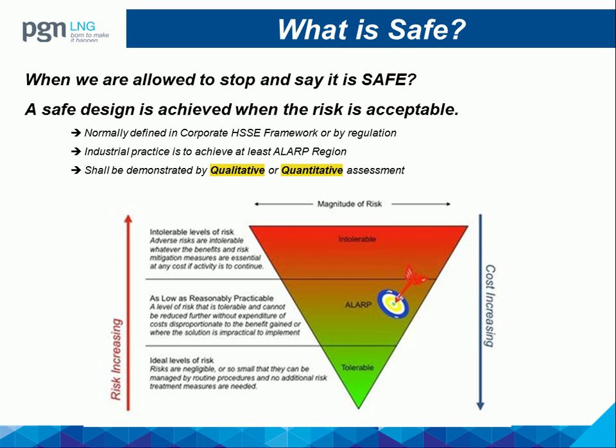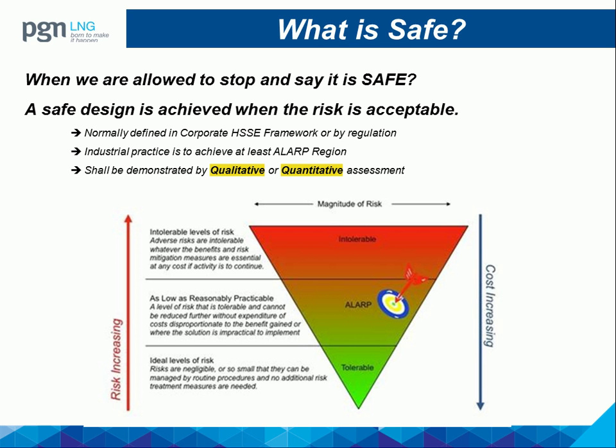And then sometimes you need to demonstrate the safeness of your plan by qualitative or quantitative assessment. So this is the upside down pyramid again, showing the risk and the cost, and when it is acceptable for us to say yes, it's safe. There's a jargon that says ALARP. ALARP means as low as reasonably practicable.